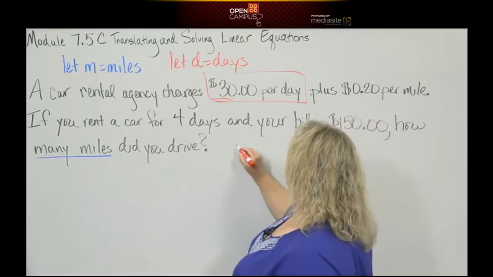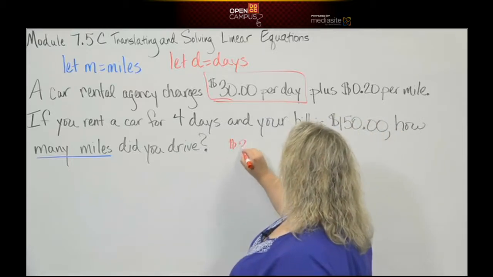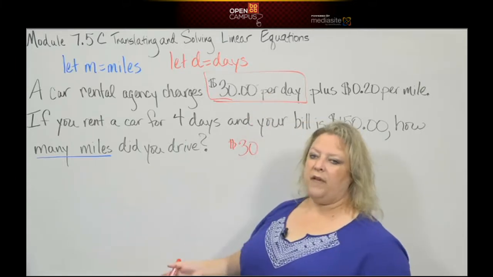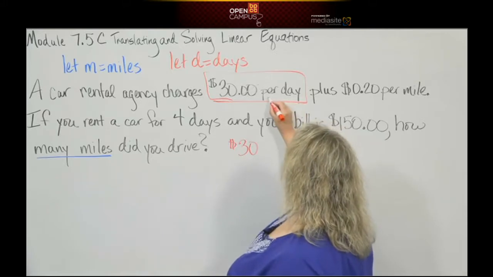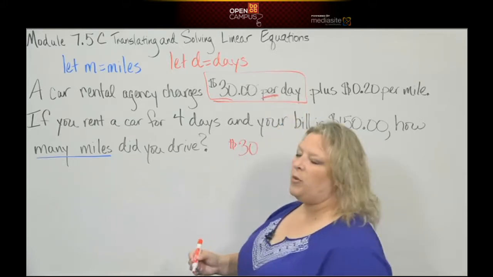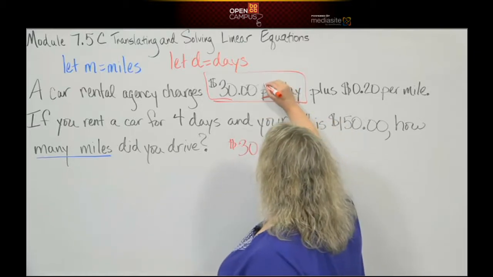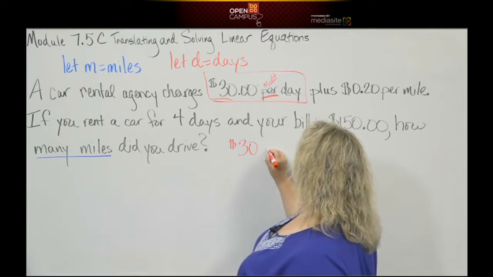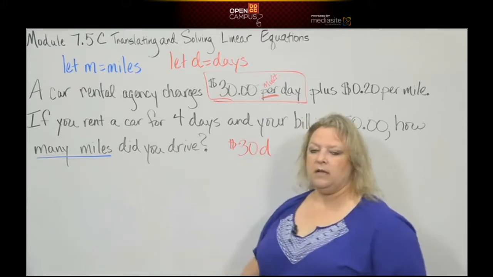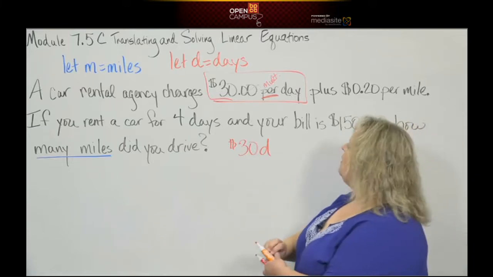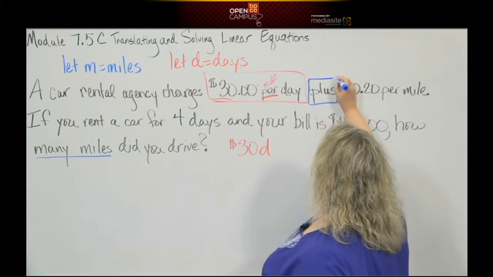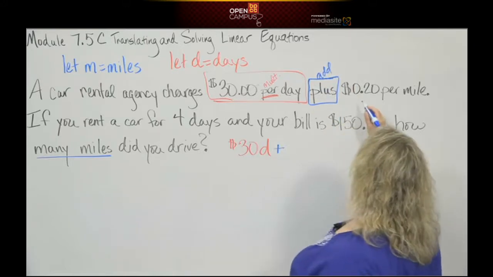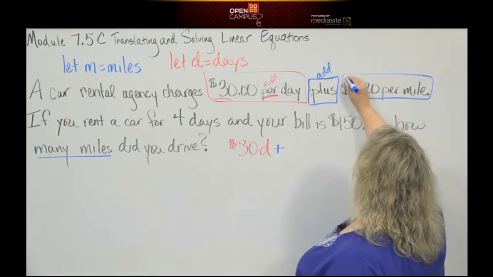So we have $30, and you can drop these zeros off because they're not going to have any kind of effect on our problem. $30 per day. Anytime it says the word per, it means multiplication. So we're going to do $30 per day, so that'll be 30 times D, right? Then look what it says: plus. Plus means add.